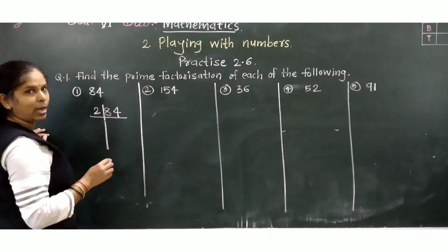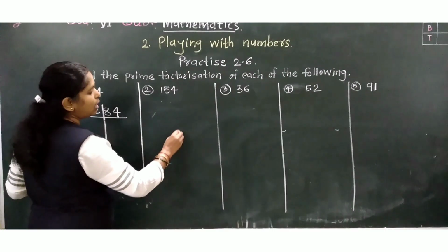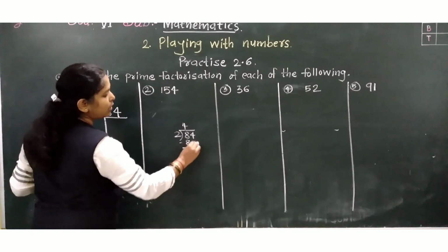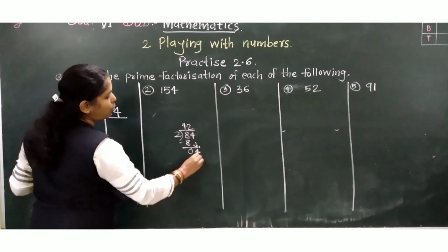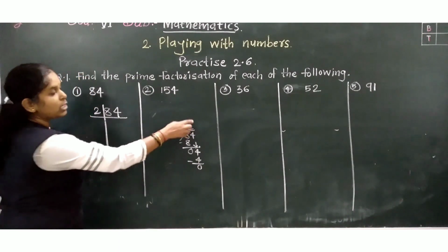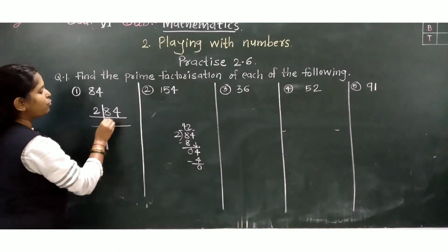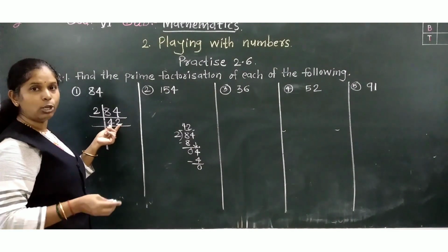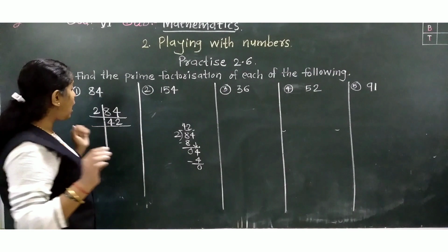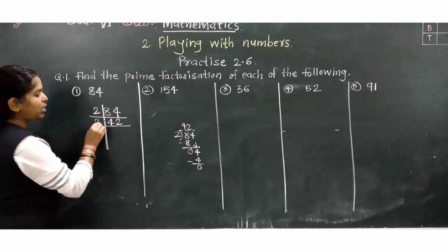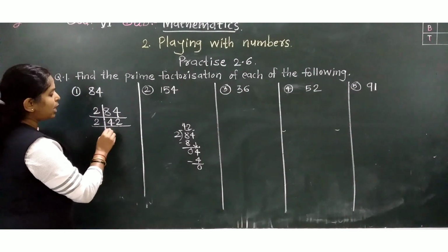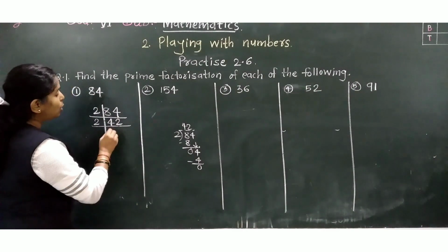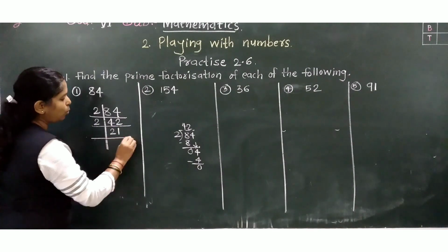Now divide 84 by 2. What answer will you get after division? 2 4s are 8. Take 4 down. 2 2s are 4. That is 42. So this quotient we have to write here, 42. Okay. Again this 42 also we have to divide. Now again as 2 is there we can divide it by 2. See here, now 42 divided by 2. What answer will I get? 2 2s are 4. 2 1s are 2.